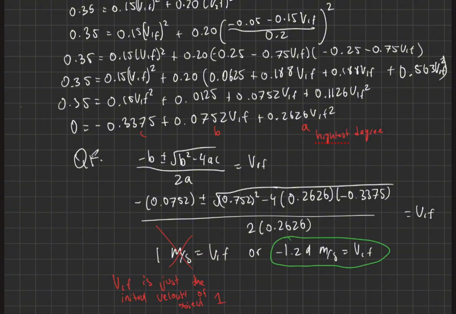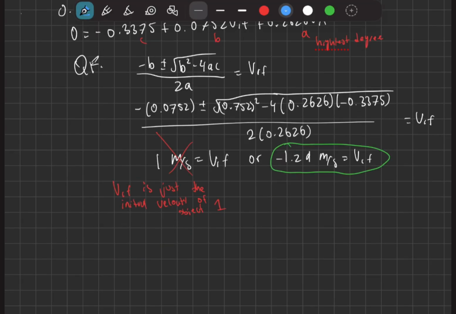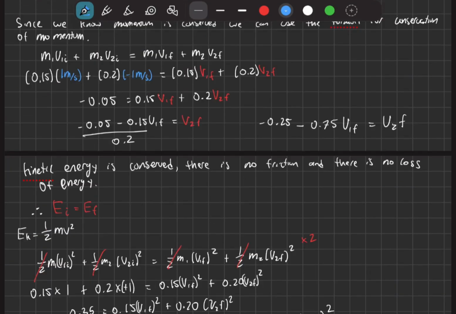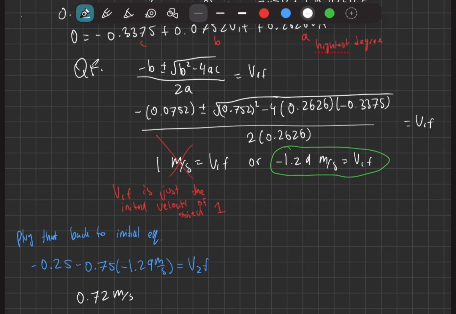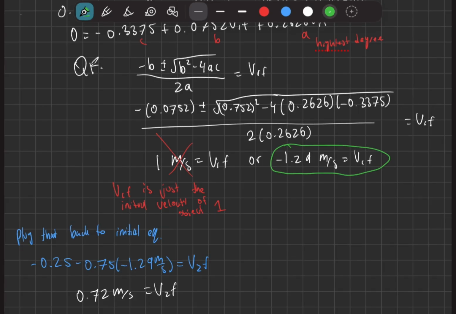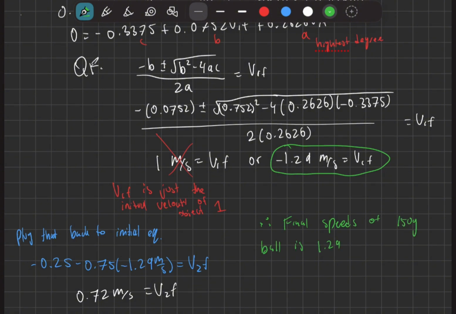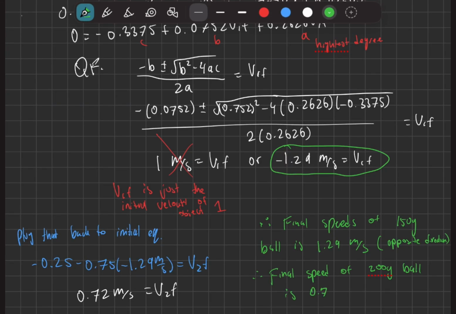per second. Now we can sub that value back into our equation for the final velocity of mass 2, and we get that the final velocity of mass 2 is 0.72 meters per second. Therefore, the final speed for the first mass of 150 grams is 1.29 meters per second in the opposite direction. And the final speed for the second mass of 200 grams is 0.72 meters per second. And there you go.